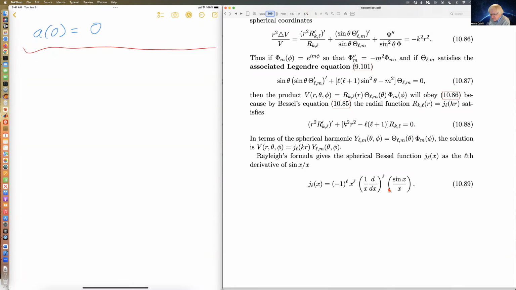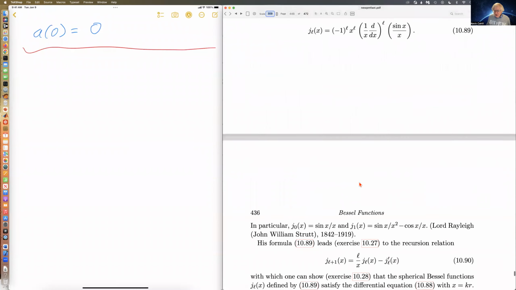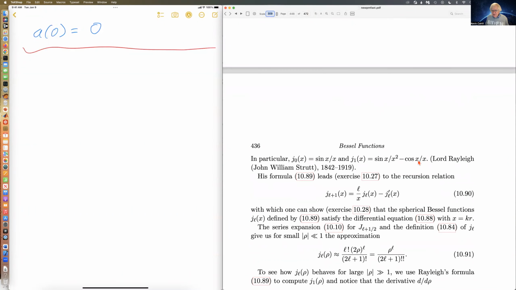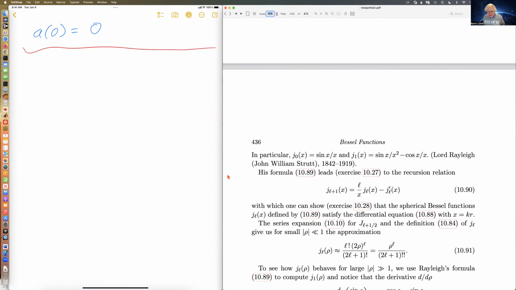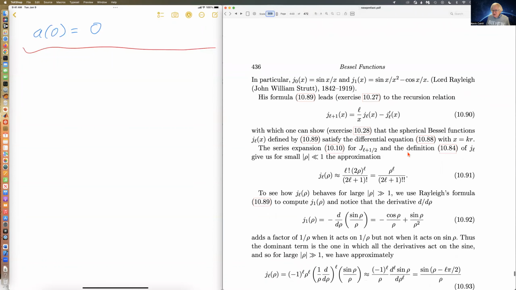And Rayleigh gave this lovely formula for the spherical Bessel functions, and you can see why I like them. This is a beautiful formula: sine x over x, and you differentiate l times, multiply by x to the l. I mean, what could be nicer than that? By the way, this Lord Rayleigh was actually John William Strutt, so I guess he was happy to be called Lord Rayleigh. Sounds a lot better than John Strutt. Anyway, j0 is sine x over x. j1 is sine x over x squared minus cosine x over x. These are very, very nice functions.